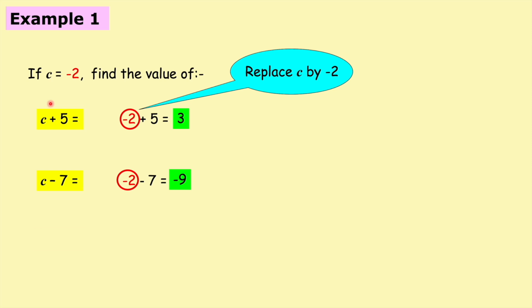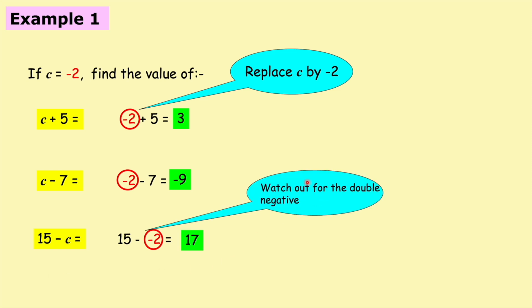And then our last question here is 15 subtract c. So again, we are replacing our c with -2. So to give us 15 subtract -2, using your skills of integers again, this becomes 17 because we need to watch out for this double negative. If you are subtracting a negative, it's the same as adding a positive. So 15 subtract -2, same as 15 add 2 to give us 17.